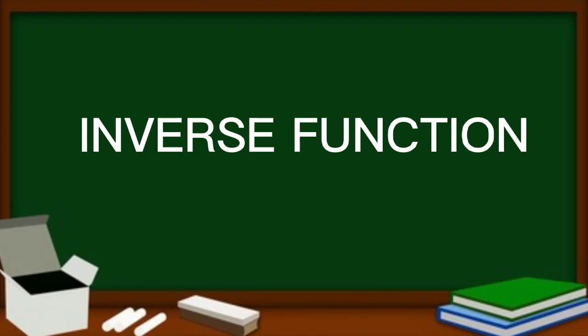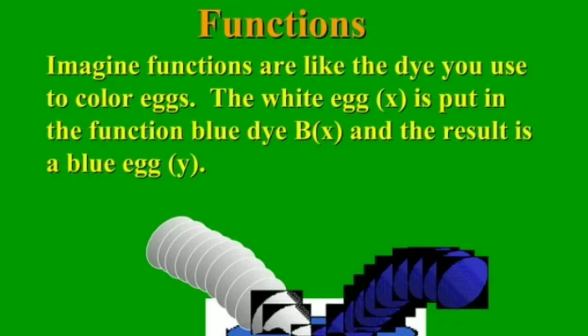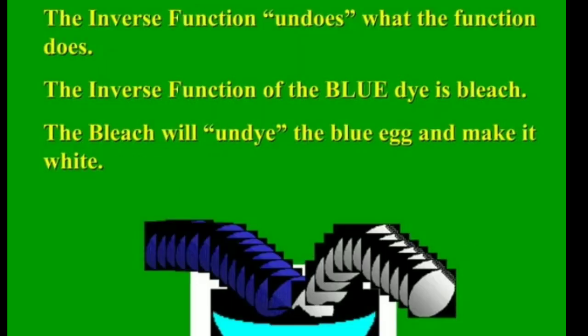I am Elsa M. Lingaya. For today's video, we will talk about inverse function. Imagine functions are like the dye you use to color eggs. The white egg, or x, is put in the function blue dye, B of x, and the result is a blue egg, or y. The inverse function undoes what the function does.